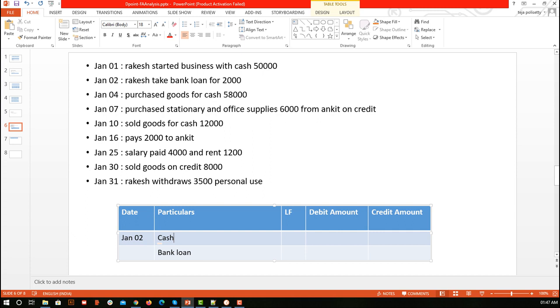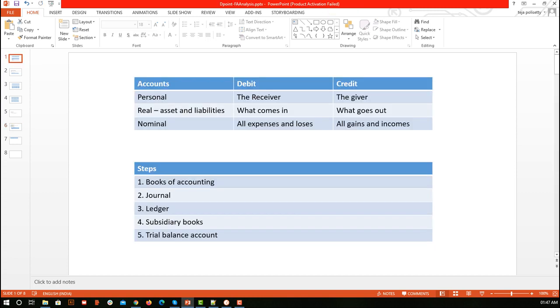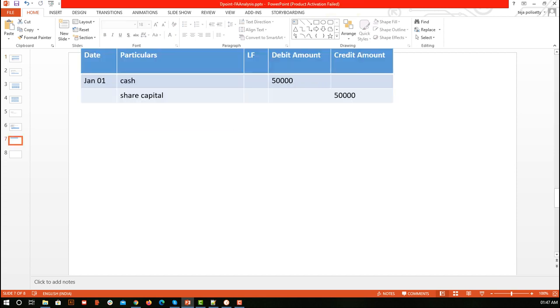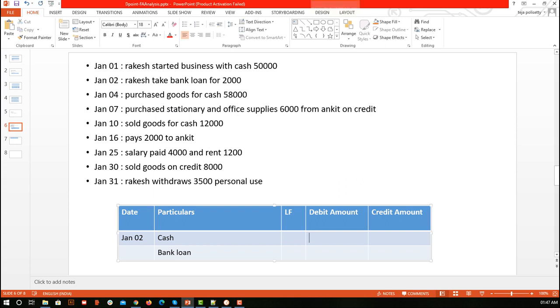Rakesh takes a bank loan for 2000. So what is happening here is cash is coming in to the cash account. Cash was our real account, that is an asset account, and money is coming in. So the cash account is getting debited. Let's write here, the debit amount is 2000.